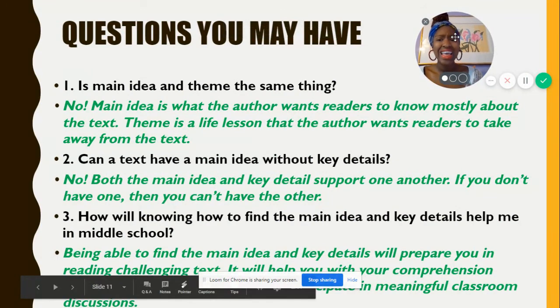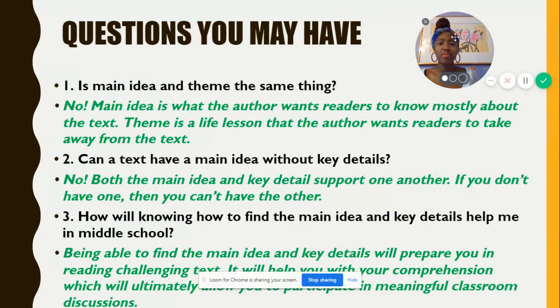Number one, is main idea and theme the same thing? No, they are not. Main idea is what the author wants readers to know the most about the text. What is it that the author wants readers to know mostly about the text? That's your main idea. Theme, however, is the life lesson that the author wants readers to take away. Main idea: what is the story mostly about? Theme: life lesson. Life lesson means something that we can learn and apply to our lives.